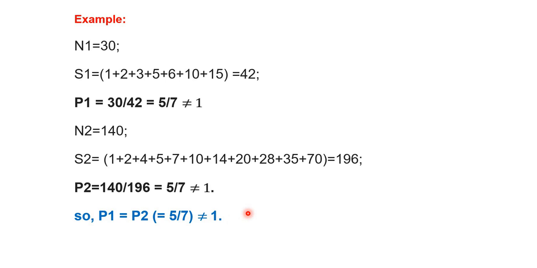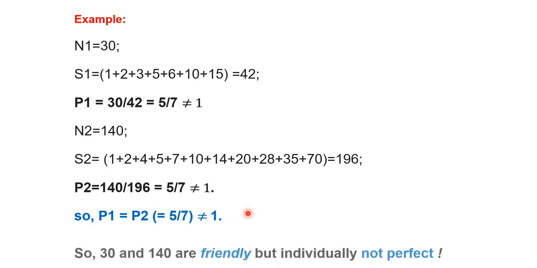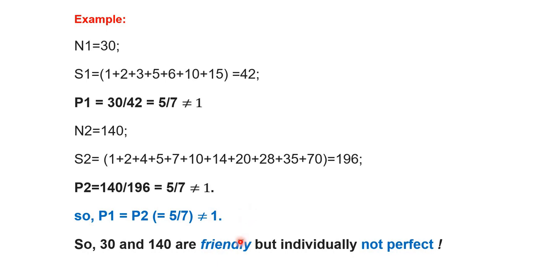So they are not perfect, but they are definitely friends, right? So 30 and 140 are friendly, but individually not perfect. So here is a message: to be a good friend, you need not be a perfect person, right? Still you can be a good friend.